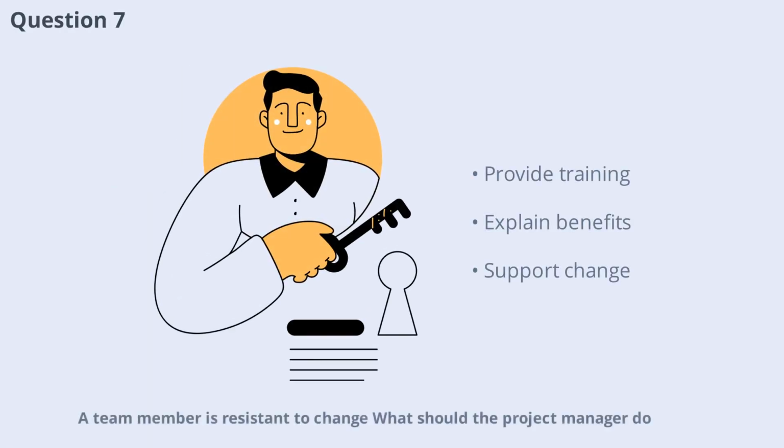A team member is resistant to change. What should the project manager do? A. Force compliance. B. Provide training and explain benefits. C. Ignore resistance. D. Remove the team member. Explanation. The correct answer is B. Providing training and explaining benefits helps the team member understand and accept the change.